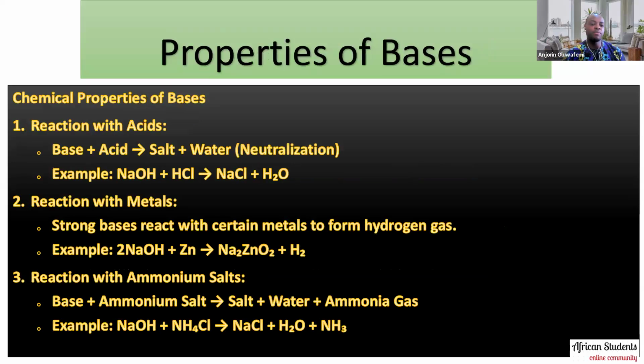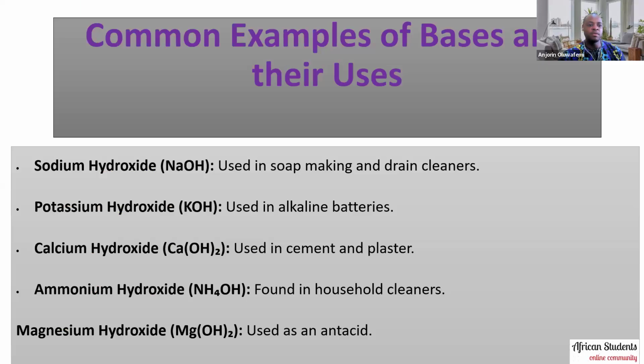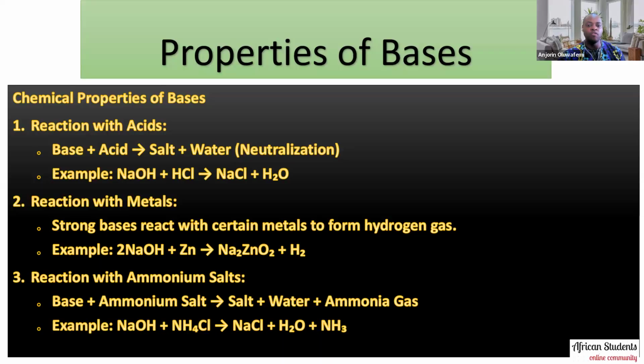Okay, let's look at the chemical properties now. They react with acid in a reaction called a neutralization reaction to give us salt and water. Also, they react with metals, and when they do this, strong bases react with certain metals to form hydrogen gas. And then there is reaction with ammonium salts. When bases react with ammonium salt, they will form salt and water, and ammonia gas is given off. So these are some of the chemical properties of bases.